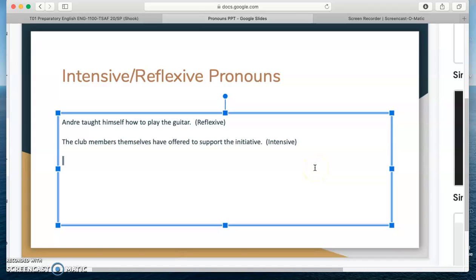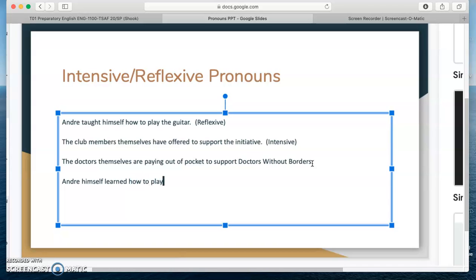We might also see a sentence that says, the doctors themselves are paying out of pocket to support Doctors Without Borders. Oops. I was thinking there was an apostrophe in there, but there's not, for Doctors Without Borders. Paying out of pocket to support Doctors Without Borders. Andre himself learned how to play guitar. Again, this is to add a little extra emphasis and a little extra chutzpah to your sentence.